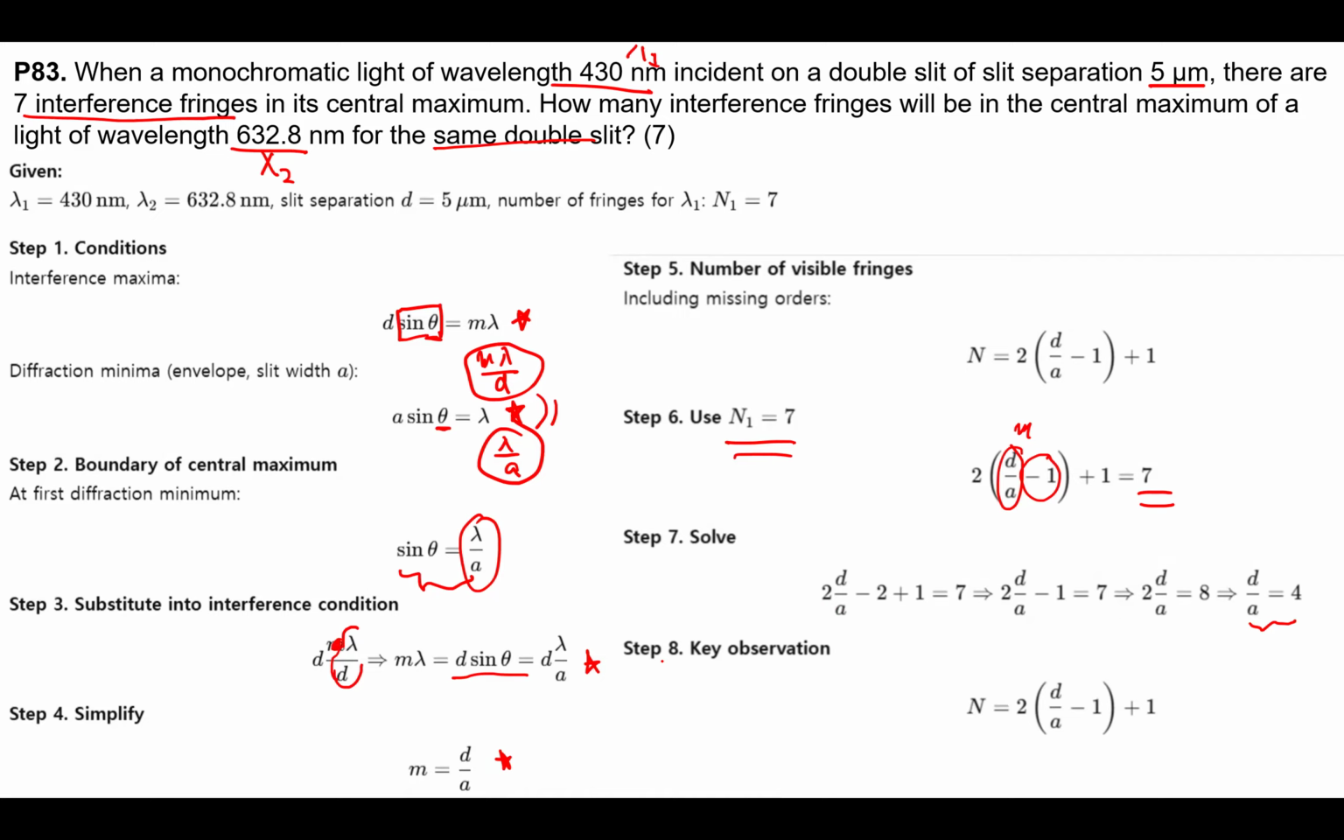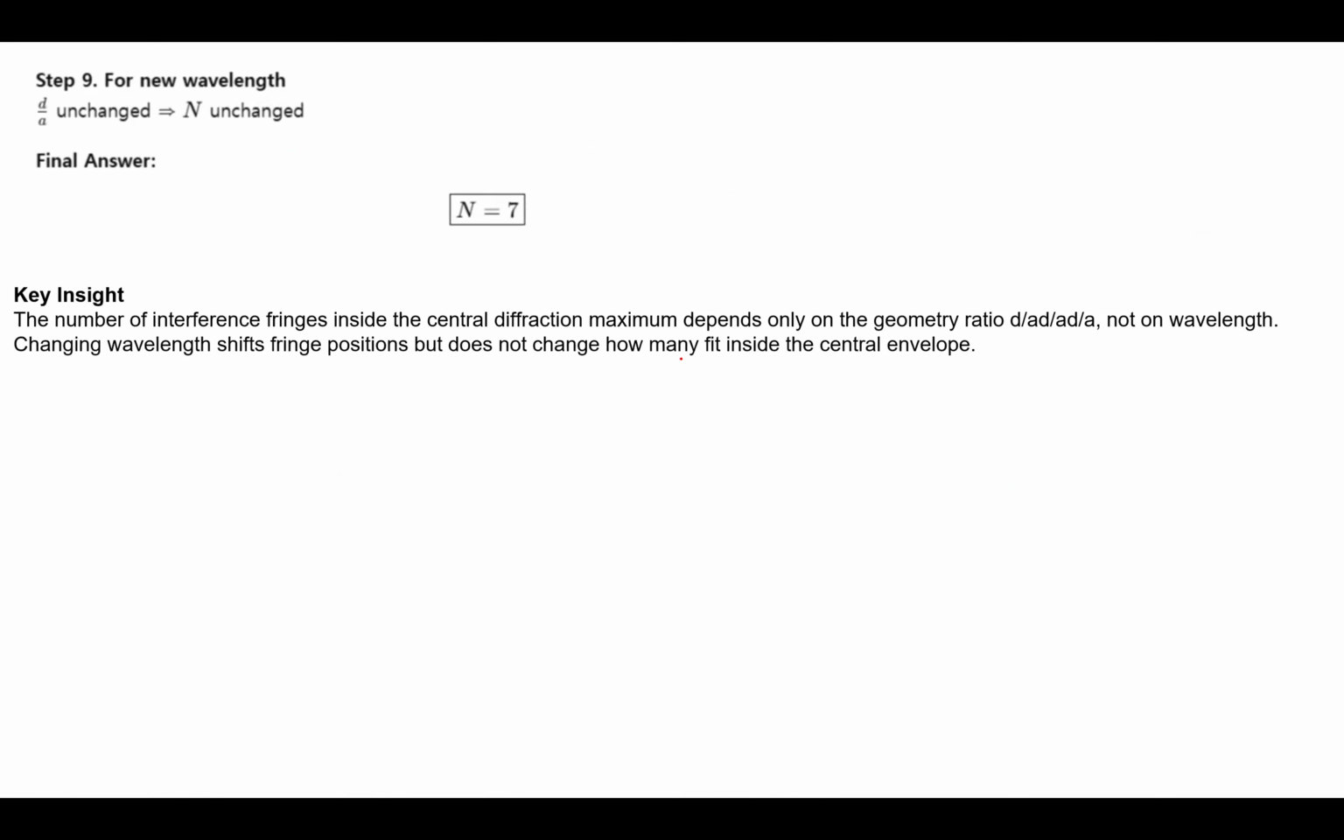And then what we are going to do is, for another wavelength, this is for lambda 1, and this is for lambda 2. And then we are going to apply the same rule because we are going to have the same D and A parameters. The D over A does not change, and as a result, the number of fringes does not change.